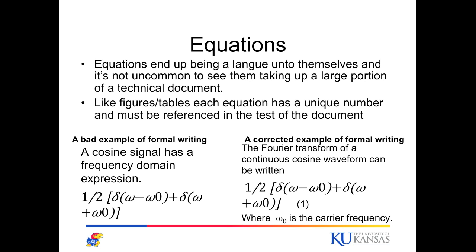So a better way to write this would say, the Fourier transform of a continuous cosine waveform can be written, and then I've written out the equation. I've numbered it equation 1. In general, you'll write your equation, and then aligned with the right-hand side of the page, you'll put your number, continuing that sentence, where omega naught is the carrier frequency.